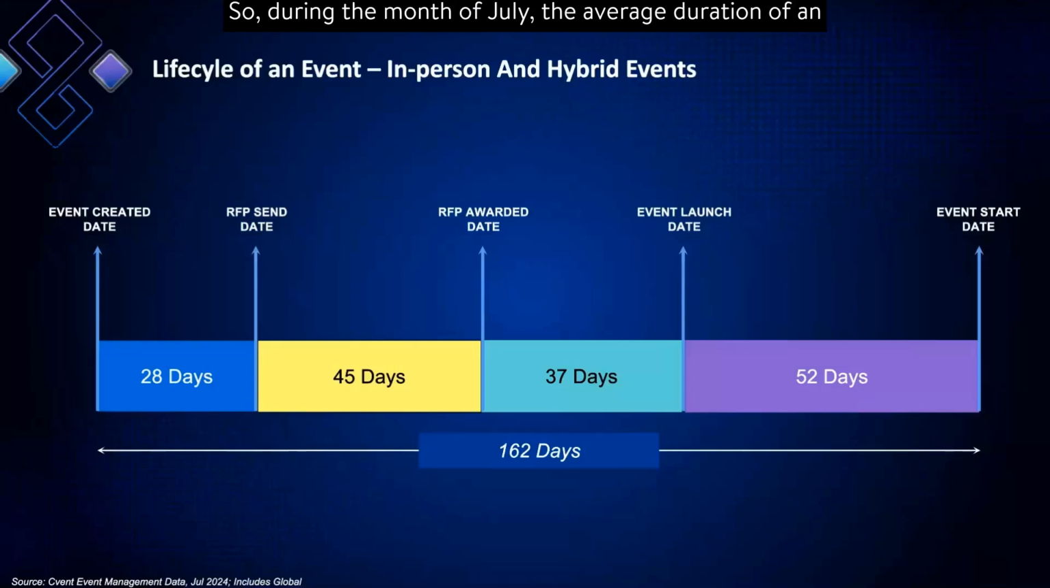So during the month of July, the average duration from an event created in Cvent to the event start date is 162 days. And then, as I mentioned, the size of the event will clearly impact the timeline.